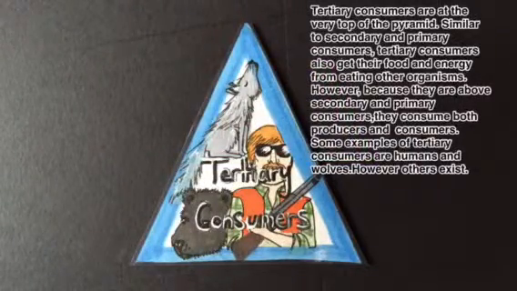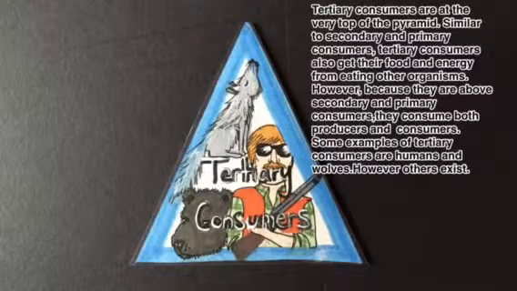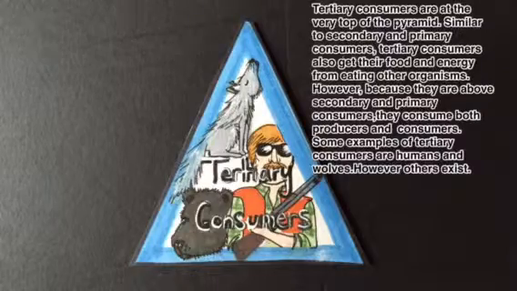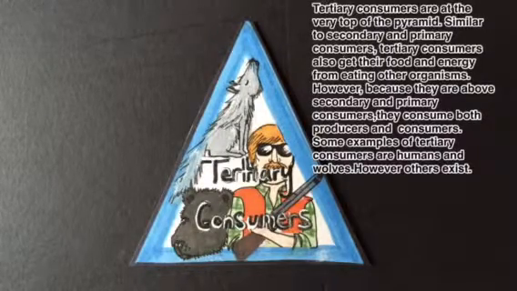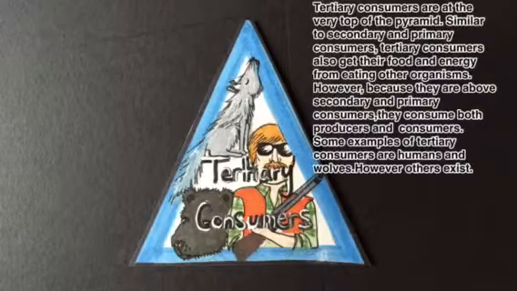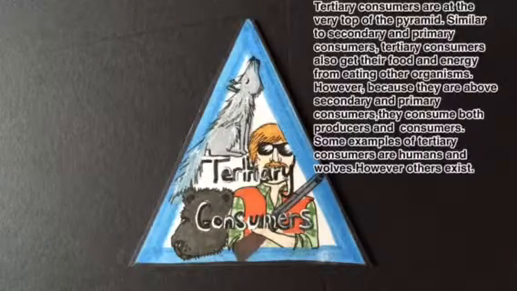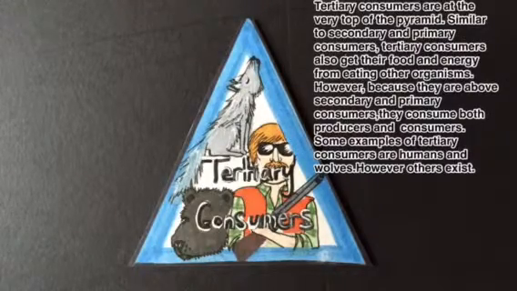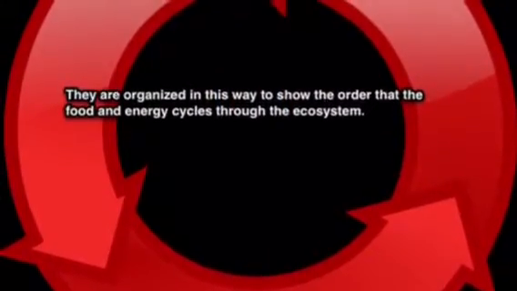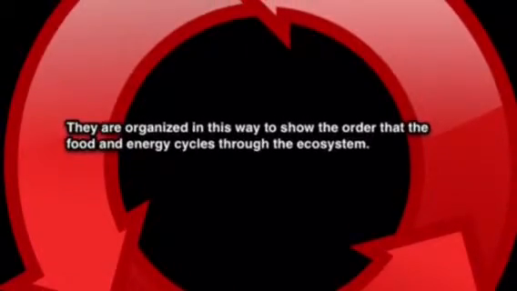Tertiary consumers are at the very top of the pyramid. Similar to secondary and primary consumers, tertiary consumers also get their food and energy from consuming other organisms. However, because they are above secondary and primary consumers, they consume both producers and consumers. Some examples of tertiary consumers are humans and wolves. However, others exist. They are organized in this way to show the order that the food and energy cycles through the ecosystem.